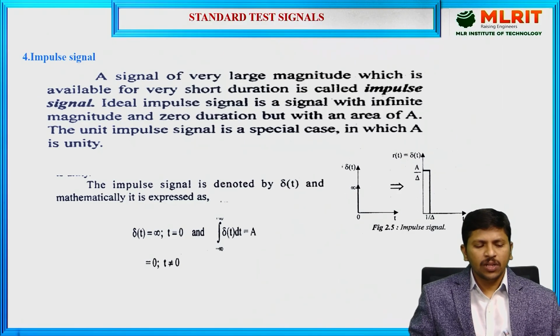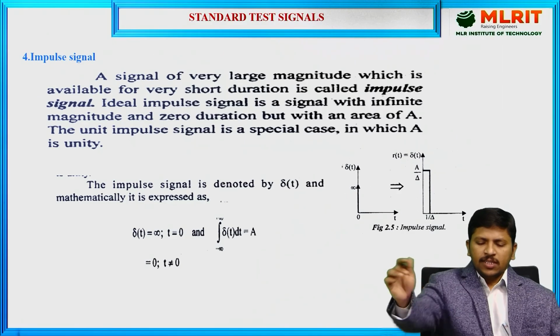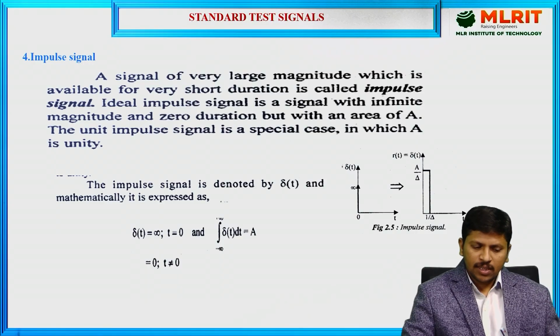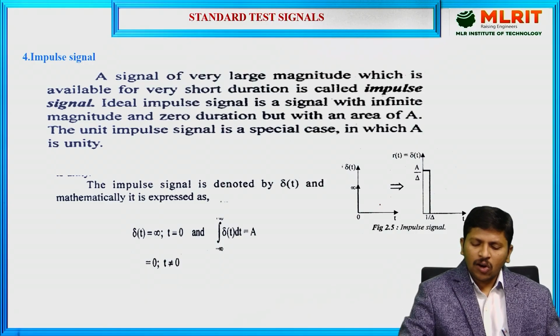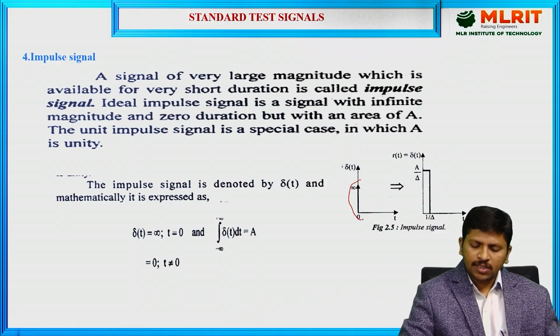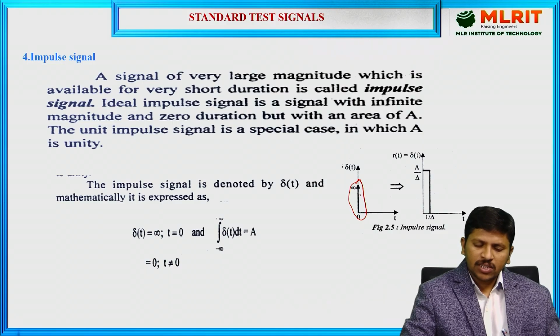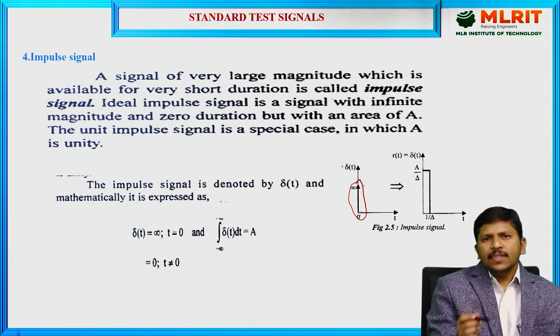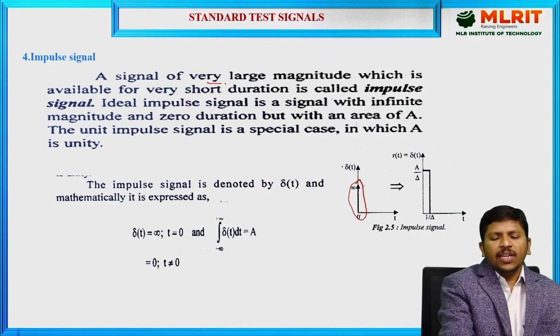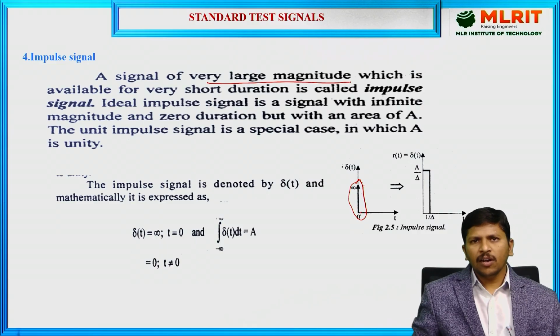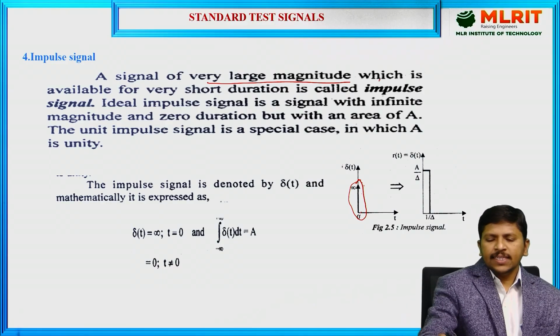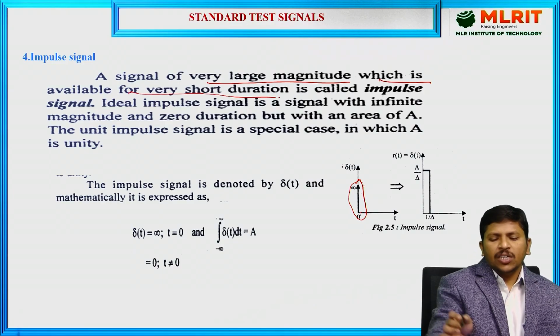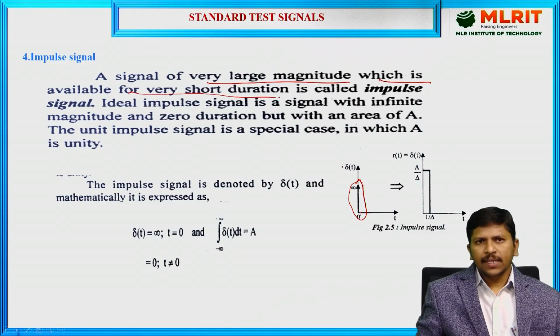Next, coming to the impulse signal. Just observe, an impulse signal is nothing but a signal of very large magnitude which is available for a very short duration. This is called the impulse signal.